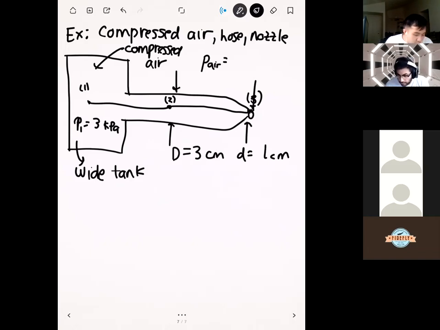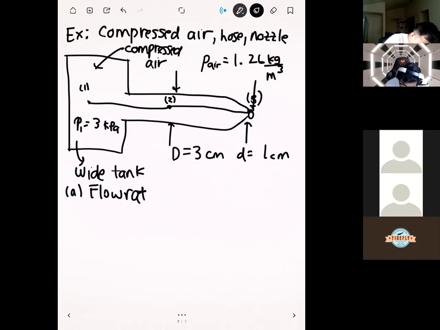The last information that we need to do this problem is the density of the air. We're going to use a density of 1.26 kilograms per meter cubed. We want to solve for 2 things. The first thing is the flow rate of air. Usually in a problem when you see flow rate by itself, what that means is basically volumetric flow rate. The other thing that we're going to solve for is the pressure in the hose at location 2.